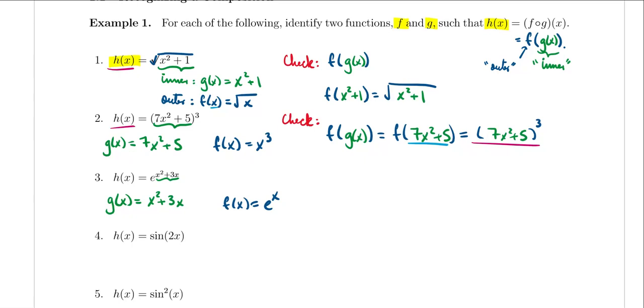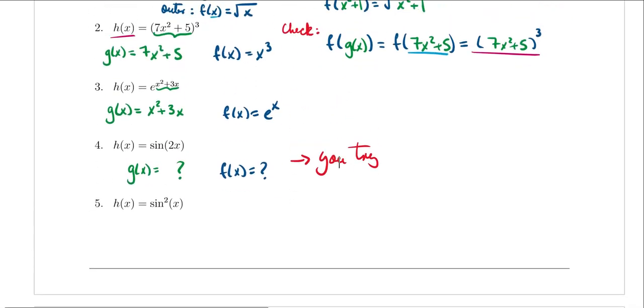Okay, now for the next one, I want you to try it on your own. For the next one, given the function h of x is sine of 2x, what seems to be the inner function and what seems to be the outer function? So try it here, and I look forward to your answers on Canvas. Alright, now I want to try one more.